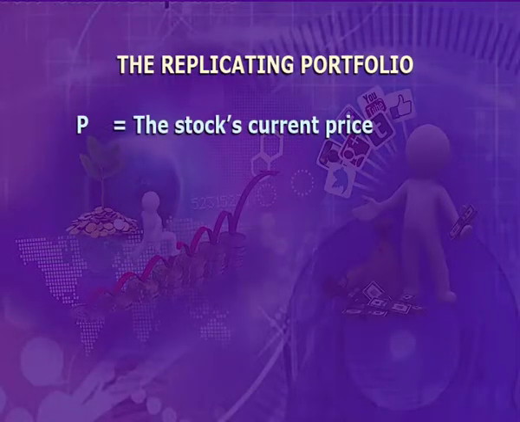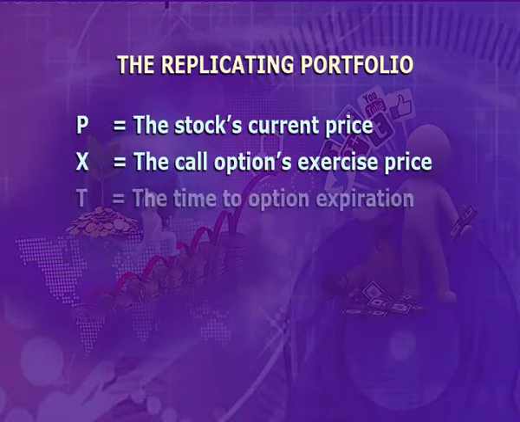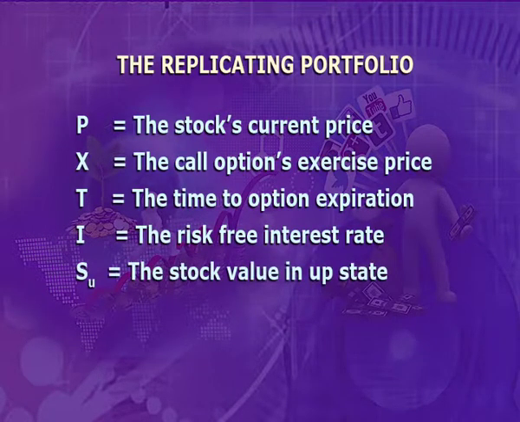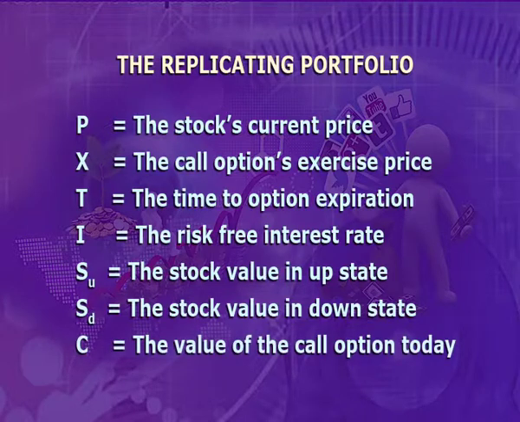To see how this works, let us define some terms. Term 1, P, which is equal to the stock's current price. Term 2, X, which is equal to the call option's exercise price. T equal to the time to option expiration. I equal to the risk-free interest rate. SU equal to the stock value in upstate. ST equal to the stock value in downstate. C equal to the value of the call option today.